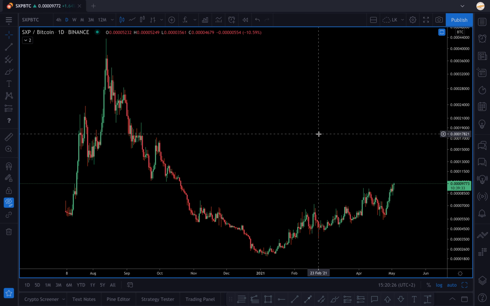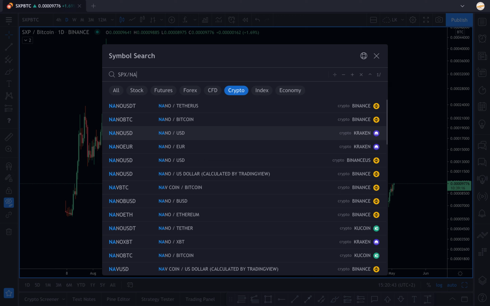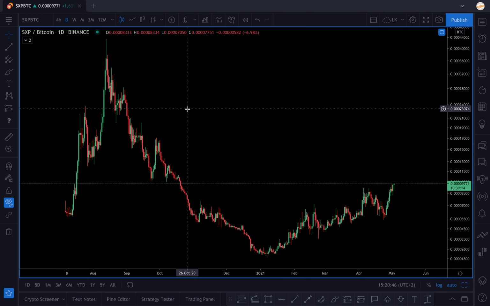So how do you read that? Well, it's very common in financial markets to see what we call ratios. For example, people are going to do S&P over Nasdaq. They're going to look at gold to silver.